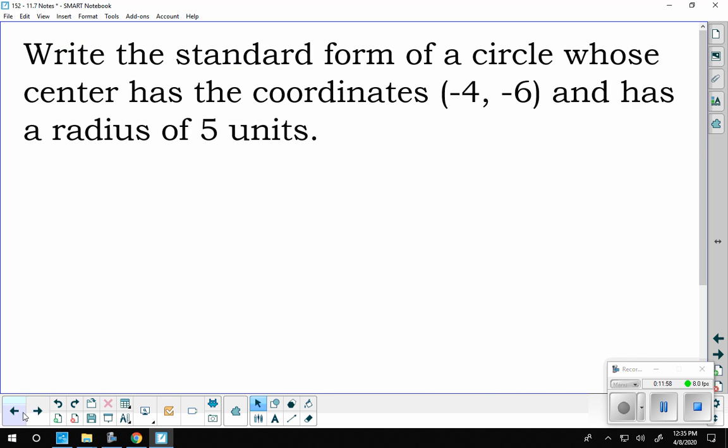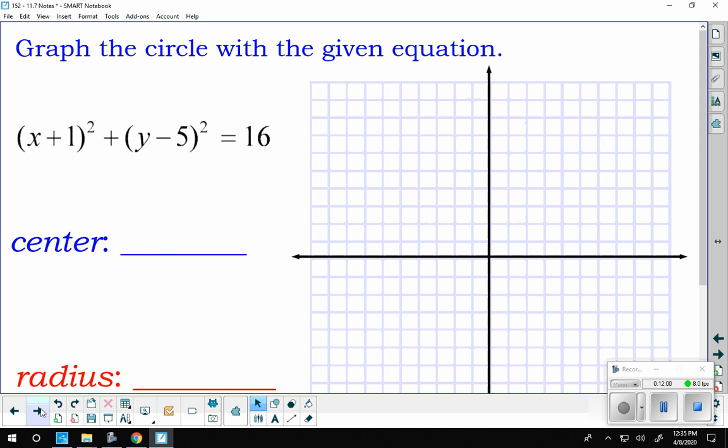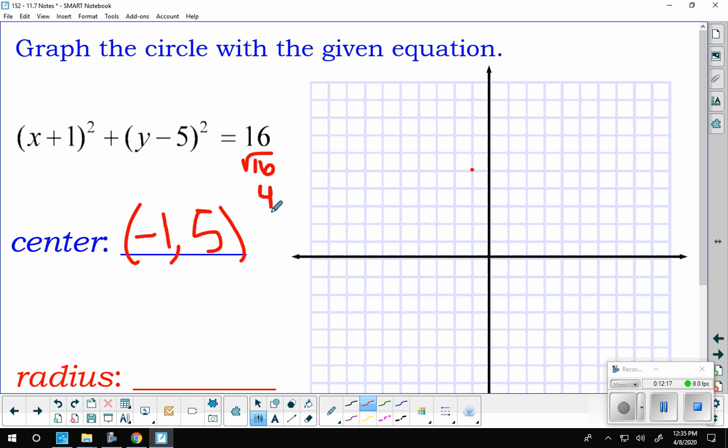Wow, we got quite a few left. All right, I'm gonna zoom through these. So this is +1, so the center's at -1. This is -5, so the center's at +5. So -1, up 5. This is 16, so if I take the square root of 16, that means my radius is 4. So let's go right, left, up, and down 4.